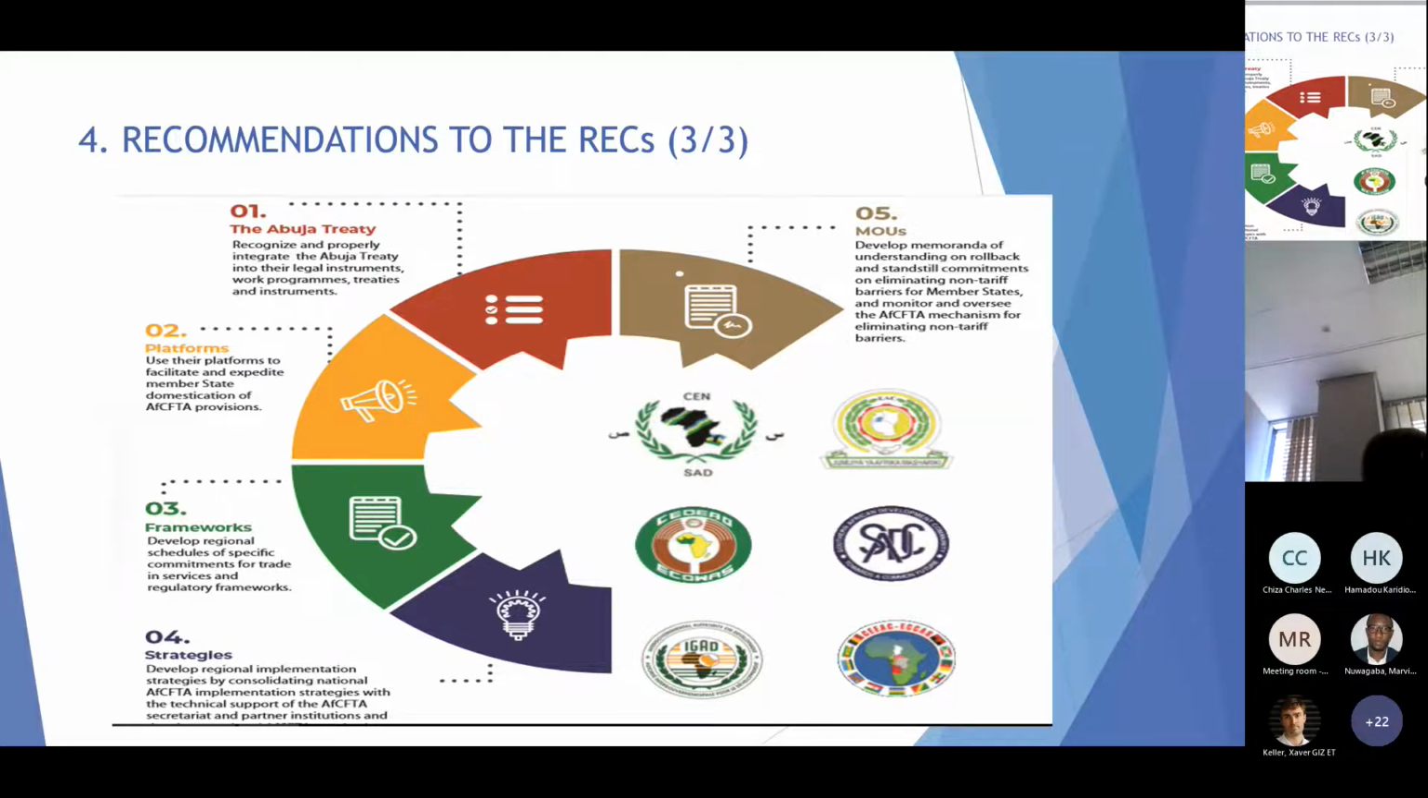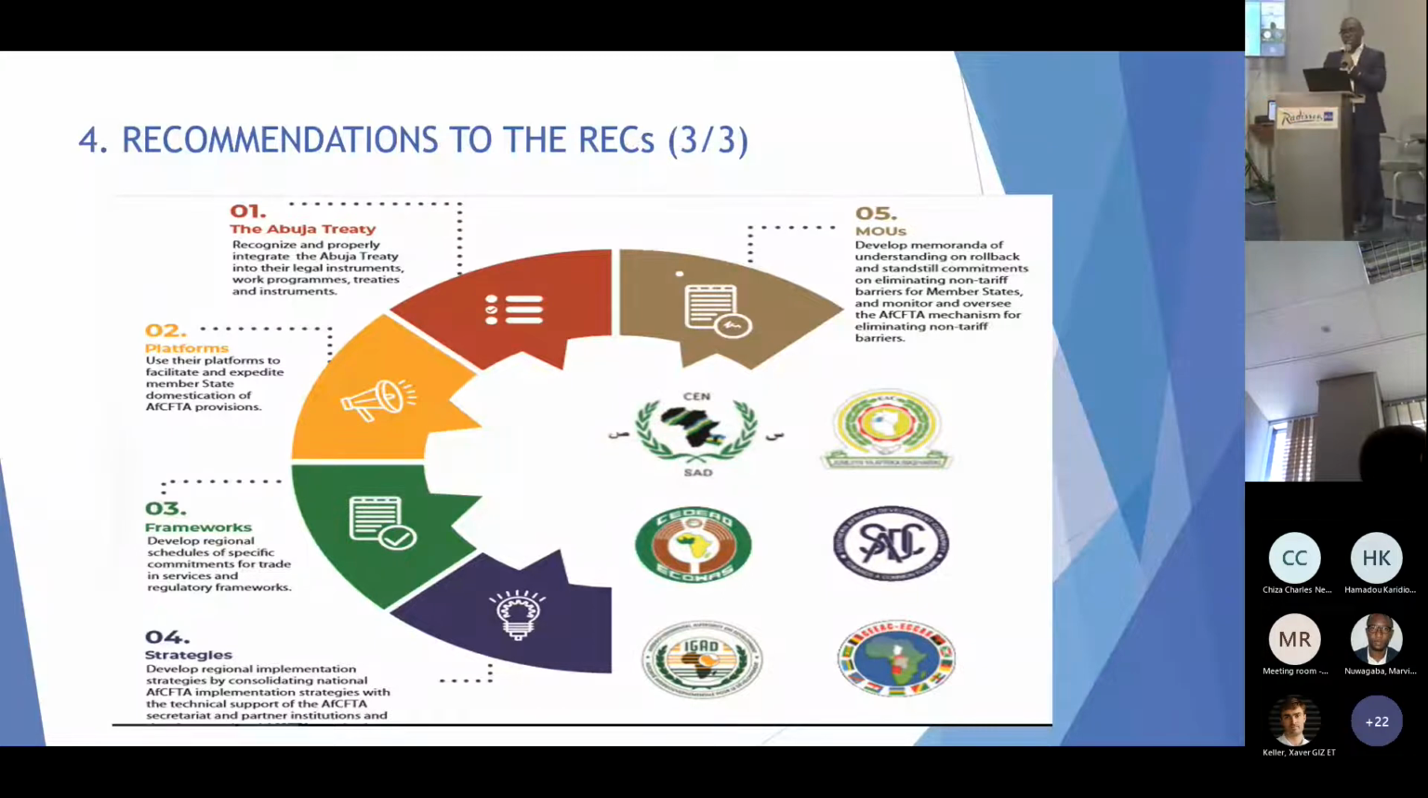There is also need to develop memoranda of understanding on rollback and standstill commitments on eliminating non-tariff barriers for different member states, and monitor and oversee the CFTA mechanism for eliminating non-tariff barriers. So this is just a summary of the report.